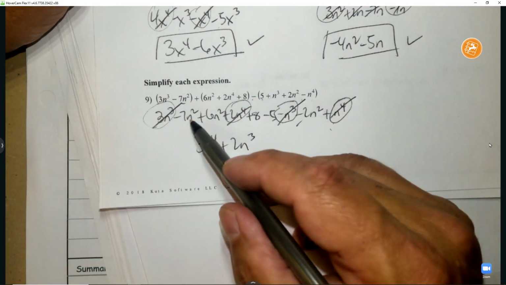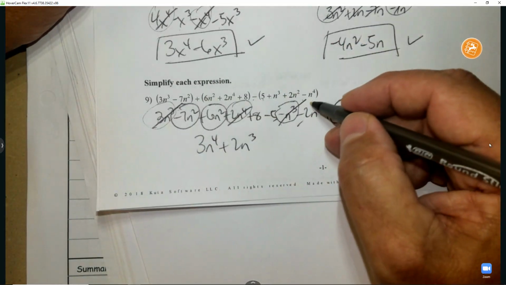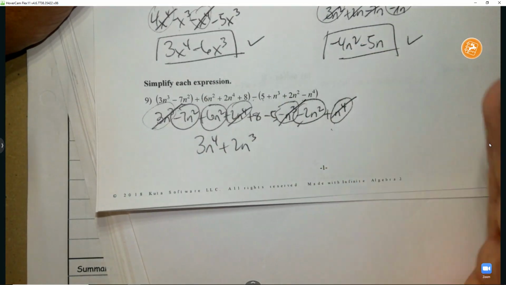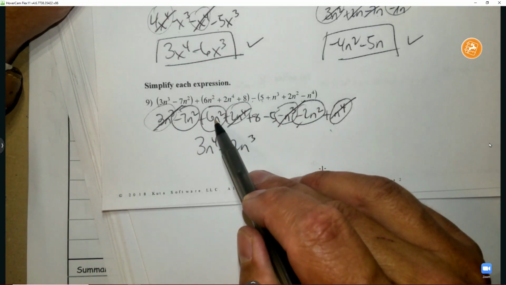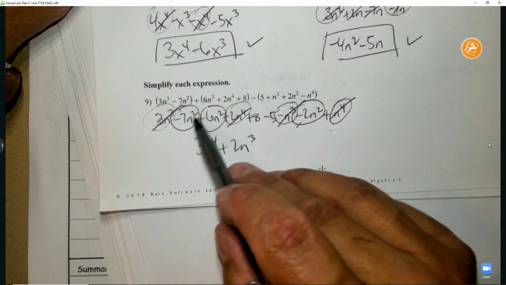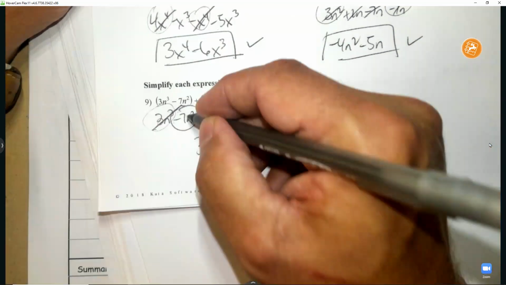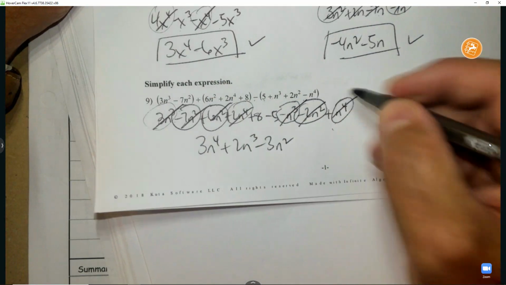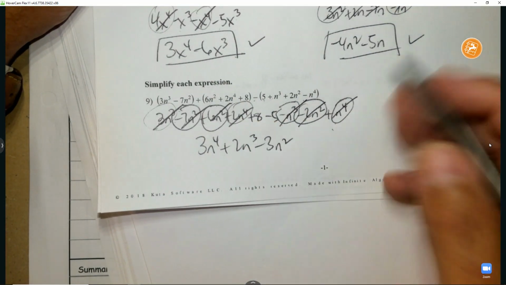The next biggest exponent, n squared. We actually have 3 of those, so we're going to circle all 3. Do you have the ability to add and subtract 3 numbers? So negative 7 plus 6, that's negative 1, and then negative 2. So negative 1, negative 2, that's negative 3, and cross those out. And then I'm left with the number by itself, which is 8, take away 5, and you have your answer.